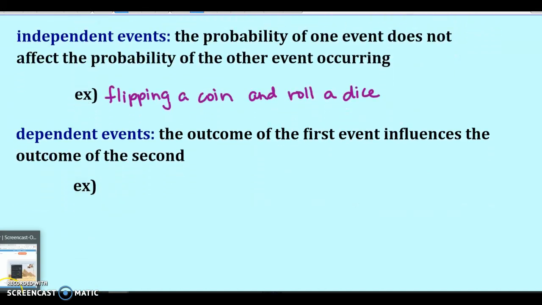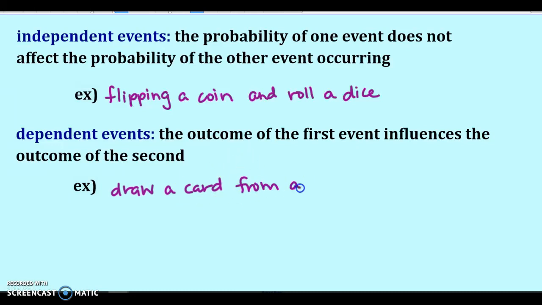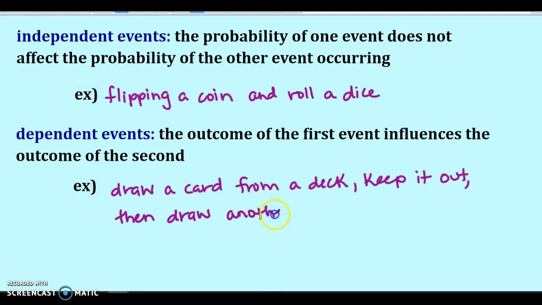Dependent events then are events where the outcome of the first event influences the outcome of the second event. So for example, if I draw a card from a standard 52 card deck and keep it out, then that impacts the probability of me drawing another card. Because when I do that, there's a 1 out of 52 chance of getting a specific card out of a deck. If I pull out a card and I keep that card out, there's now only 51 cards left in the deck. So I have a 1 out of 51 chance now of getting a different card. So it does impact what happens to the next card based off of what I draw first.